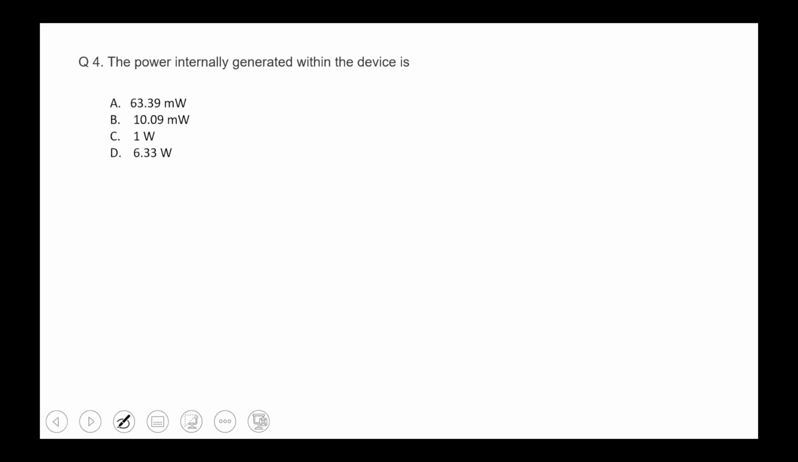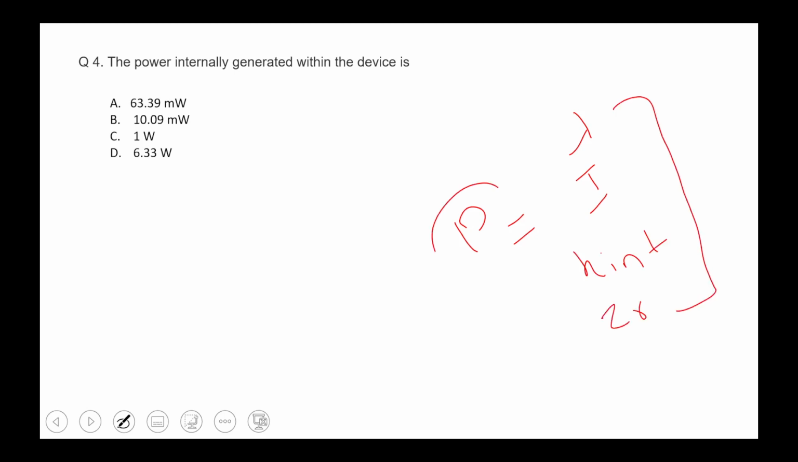So the next question is the power internally generated within a device. You have to calculate how much power will be generated within that LED. You are given lambda, I, eta internal, and TIR. From these four parameters you have to find that power, the power consumption of that LED.